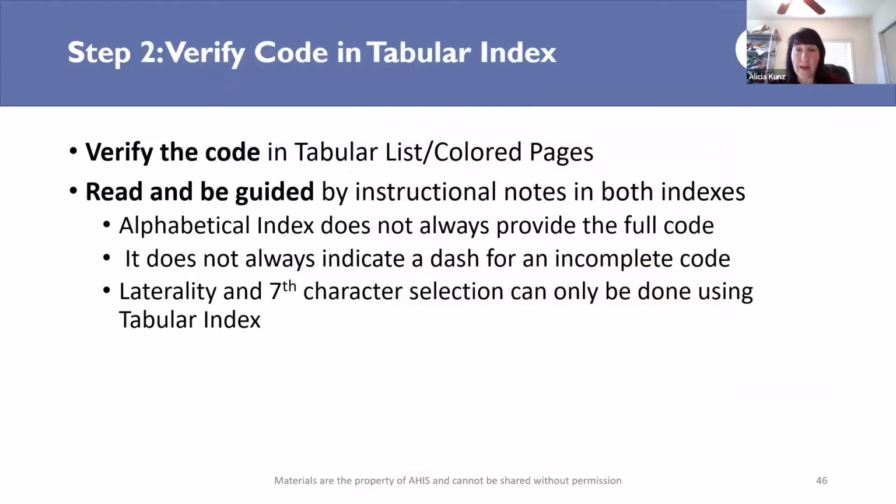Then you would go to your tabular or your colored pages, and you would read the instructional notes. The alphabetic index does not always provide the full code. You can never code just from the alphabetic index. And again, you want to make sure that you are reading your notes. Sometimes in the alphabetic index, you'll see a little dash, and that dash will tell you that there's more to that code, but it's not always going to be like that. So you want to be really careful that you are checking that.